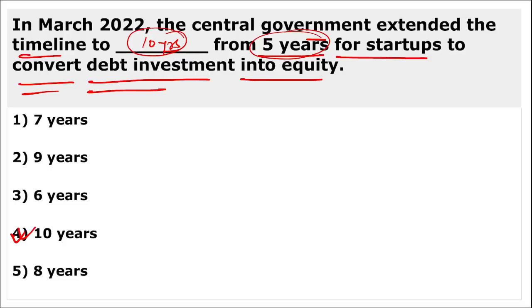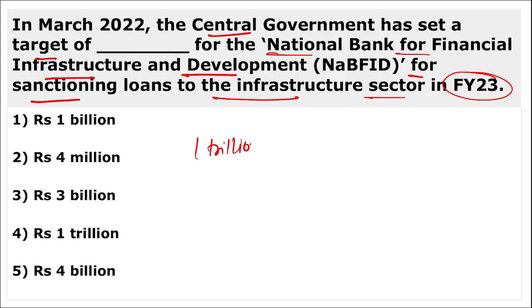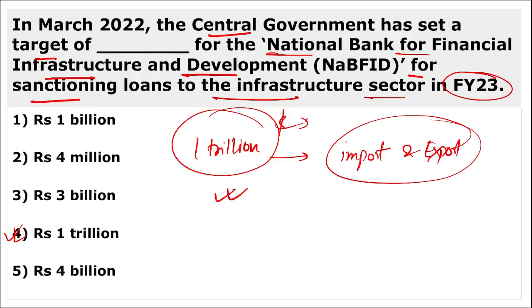Next question. In March, the central government has set a target of dash for the National Bank for Financial Infrastructure and Development for sanctioning loans to the infrastructure sector in fiscal year 23. So a loan of how much? A target of 1 trillion rupees. Apart from this, remember India has achieved a total of $1 trillion of import and export recently. You should know this. This is the milestone that has been achieved by India.